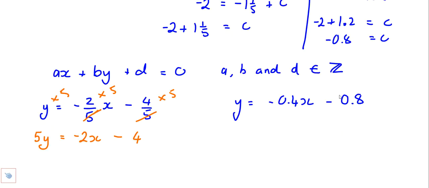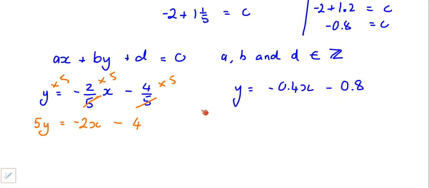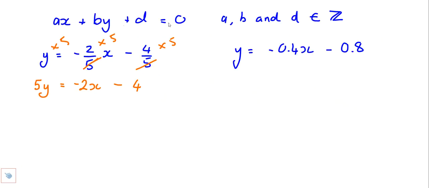Now, how do I do it here with decimals? You can see that you still have to times by 5, but how would you work it out? So you can see how in this case the fractions are easier to use than the decimals. And then once I've got to this stage, I've just got to put it in the form all on one side, 0 on the other. So I just add my 2x, add my 4. So I've got 5y, add 2x, add 4 equals 0. And that's how we put it in that form.